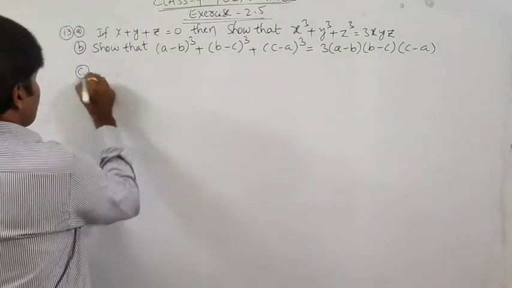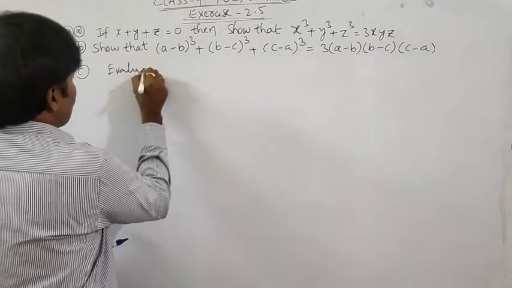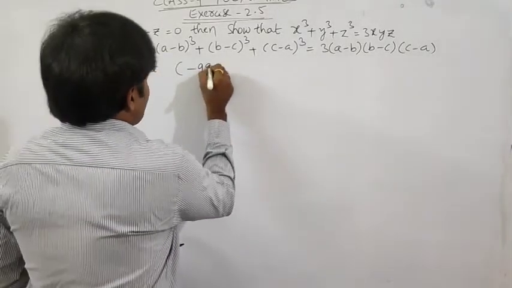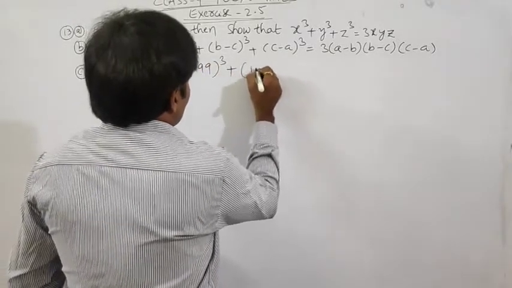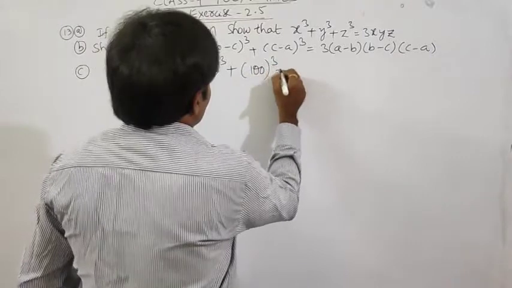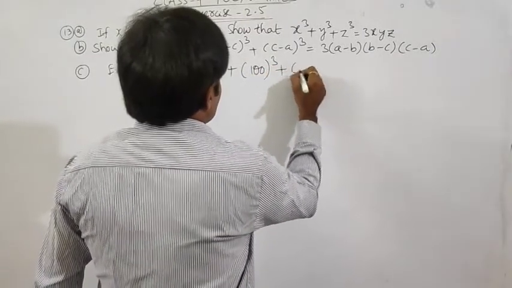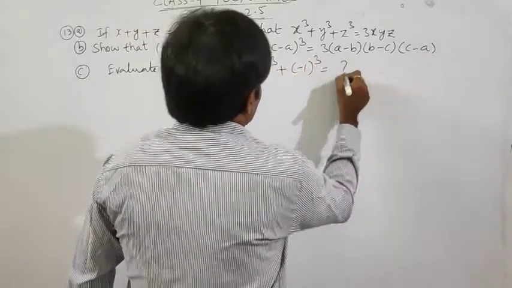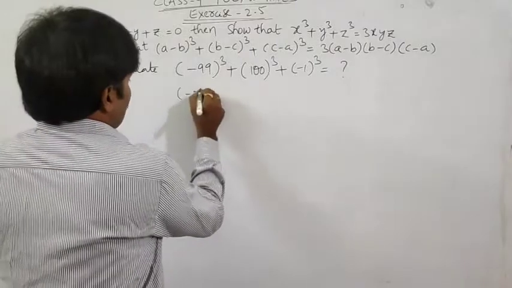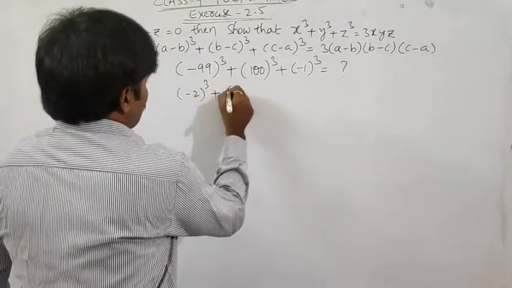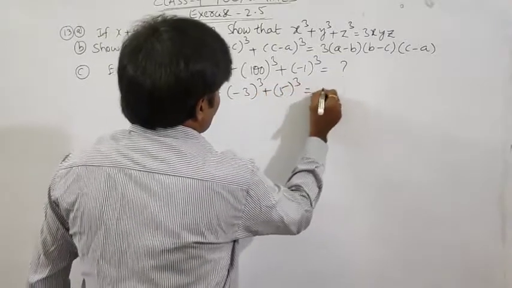For example, see, if I take, find or evaluate minus 99 whole cube plus 100 whole cube plus minus 1 whole cube is equal to how much? Okay, simple problem. And then next, minus 2 whole cube minus 3 whole cube plus 5 cube is equal to how much?